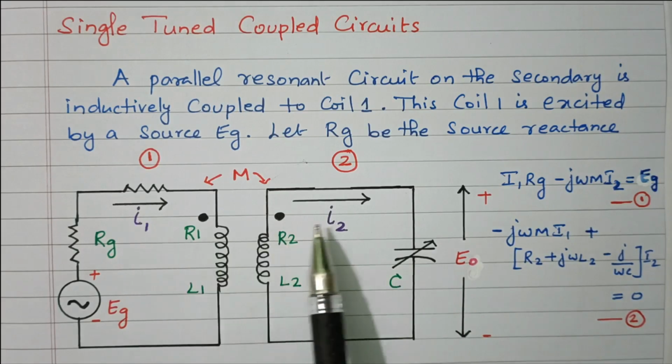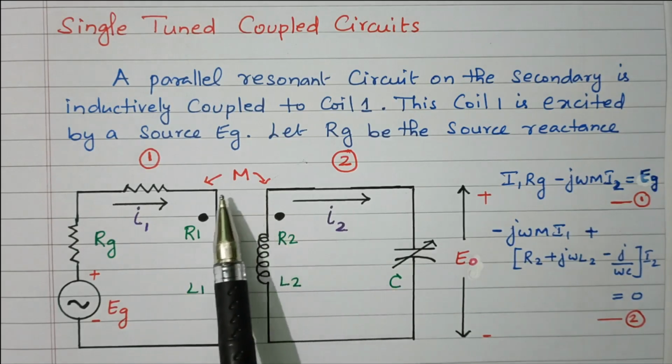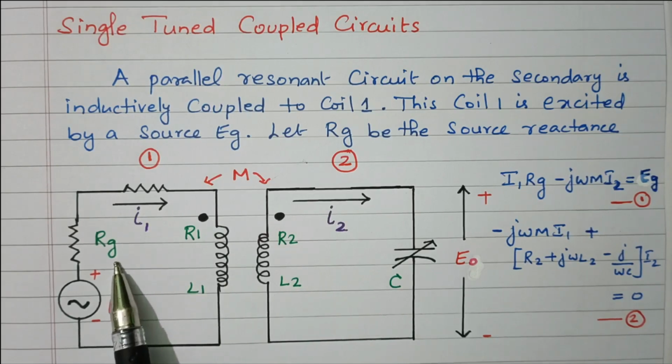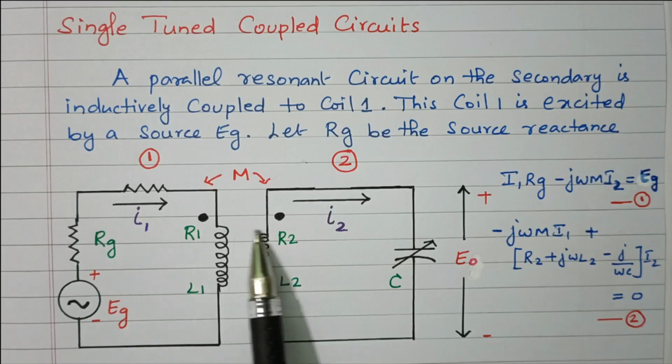This is current I1, and this is current I2. M is the mutual inductance between L1 and L2. Eg is the source voltage and Rg is the source resistance. The dot is available here.